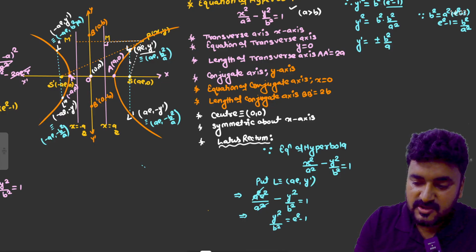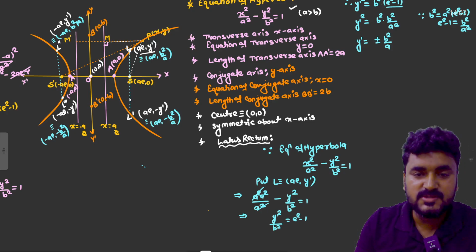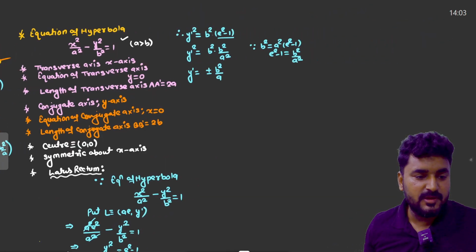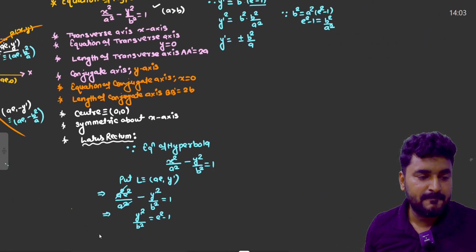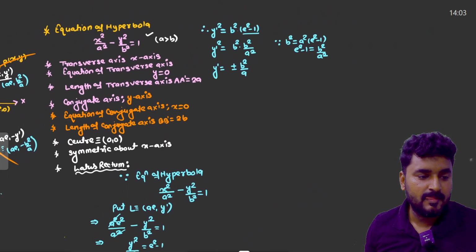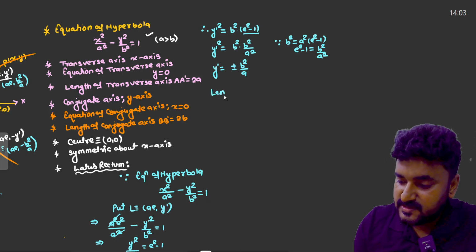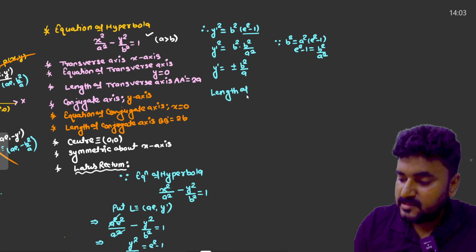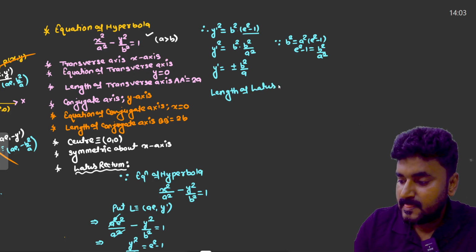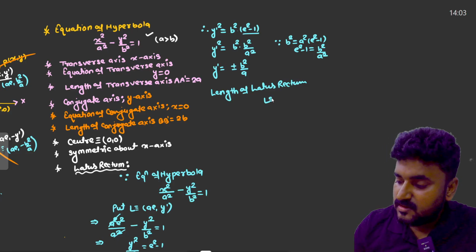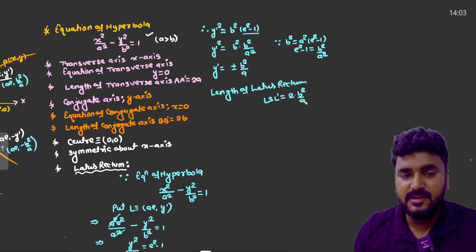So if I ask the complete length of LL dash, you will reply 2b square by a. So my length of the latus rectum will be 2b square by a. Here I will write: length of the latus rectum, LSL dash equals 2 times b square by a. This is very important.